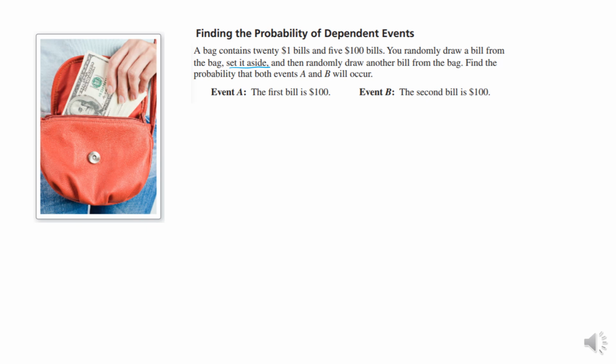So event A, the first, is that the first bill is $100. Well, we know there are only 5 out of the total of 25 bills. Okay, then the second bill is $100. Well, the first thing we have to know is that for the second bill, we now have only 24 bills. Okay, we took one away, and there's only 4 $100 bills left. And you could reduce that if you want. Okay, so that is a quick way to remember how to do this.